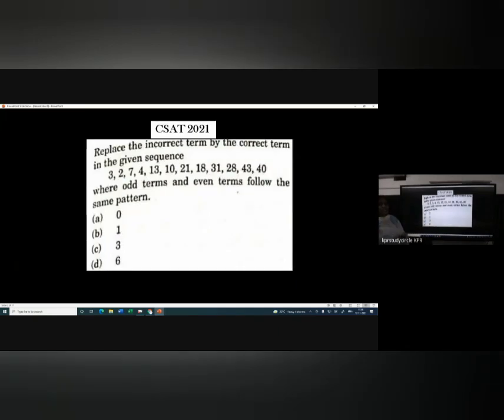Let us go to the next question. Replace the incorrect term by the correct term in the given sequence. They have given the terms 3, 2, 7, 4, 13, and so on up to 40, where odd terms and even terms follow the same pattern.